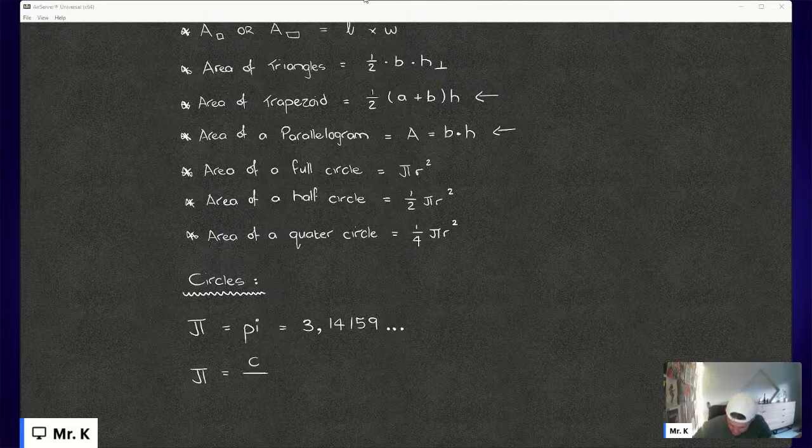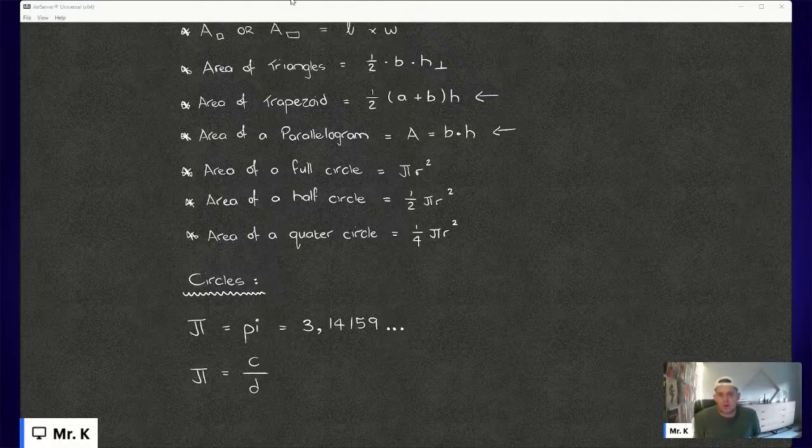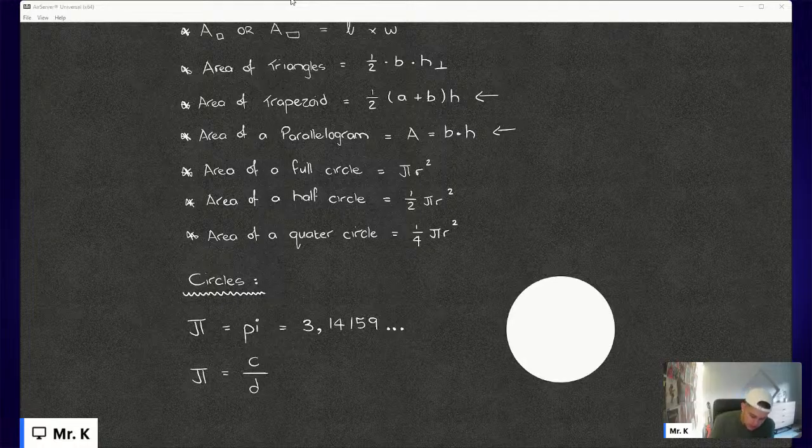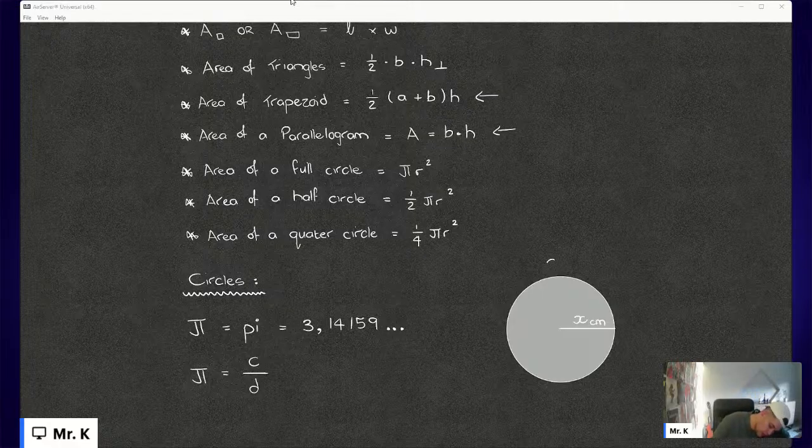Pi is C over D. Why is this important? Grade nines, it's very possible that your teacher could give you a circle in a test, right? And in this question, your teacher will say to you that your circle over here has a radius of length x centimeters, x centimeters.